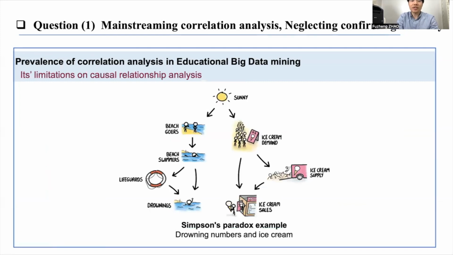Regarding the limitation of correlation analysis for the causal relationship, we can take Simpson's paradox as an example. The researcher wants to explore the reason why the drowning number increases when summer comes, and by correlation analysis, on the contrary, based on the analysis result, ice cream plays an important role in increasing the drowning number. But obviously, it's not right. Just based on the correlation analysis, ice cream is associated with the drowning number. However, we know that ice cream is not the real factor.